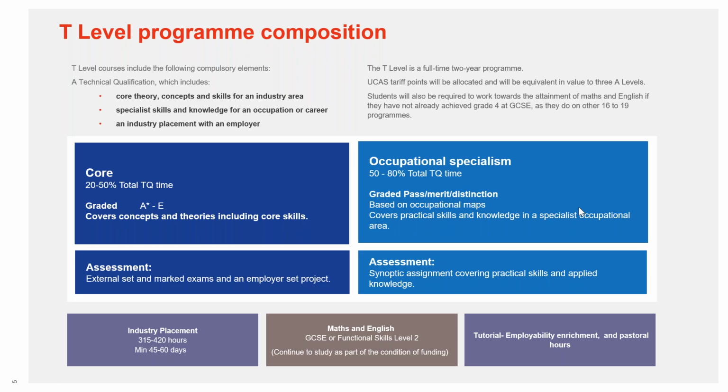In addition, learners will be expected to carry out an industry placement, which is a minimum of 315 hours, approximately 45 days, as well as working towards level 2 or GCSE in maths and English. And then clearly there will be tutorials, which will include enrichment and pastoral hours too.